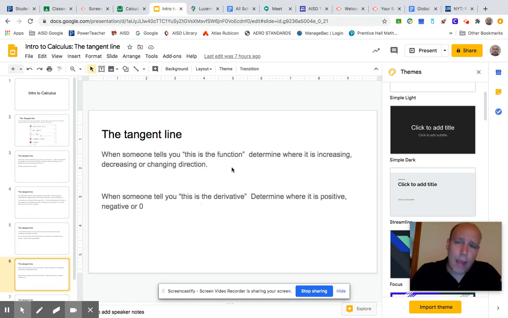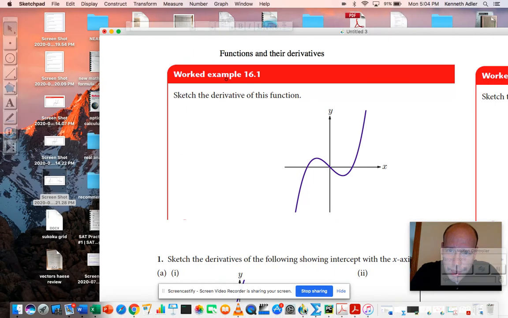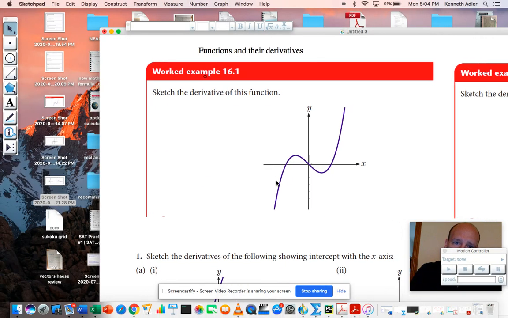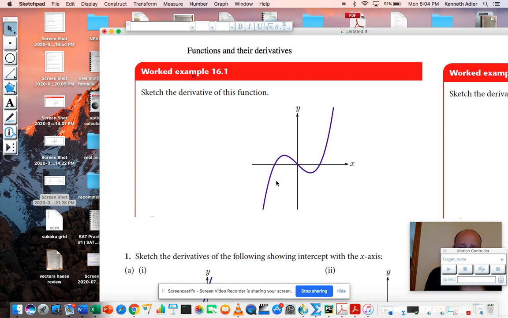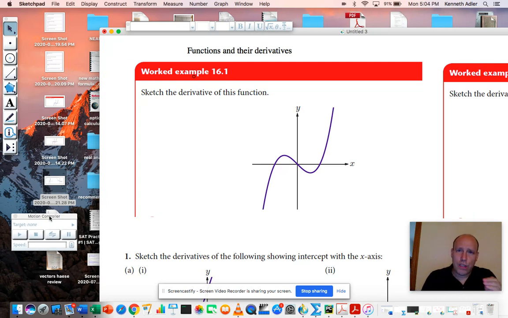Now, the exercises in the book ask you to sketch the derivative based on the function, and they ask you to sketch the function based on the derivatives. So let's take a look at that. Question number 1, sketch the derivative of this function.